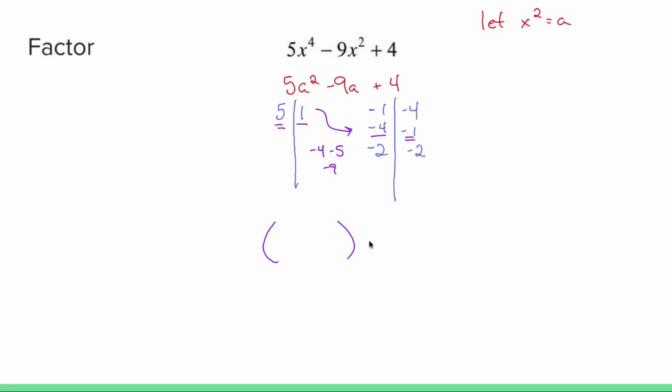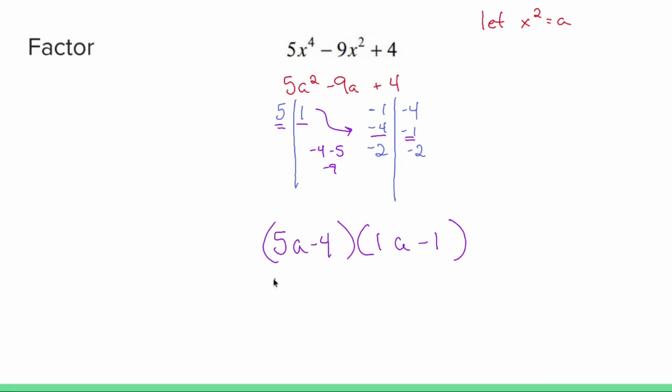So I'm going to build my parentheses based off of that information. 5 and 1 are attached to my a's, so 5 is going to be here, 1 is going to be here. Negative 4 and negative 1 are attached to my constant, so I'll put negative 4 here and negative 1 here, in that order.